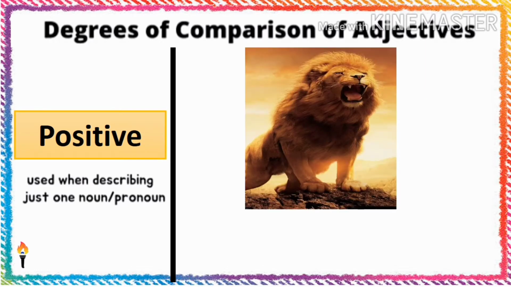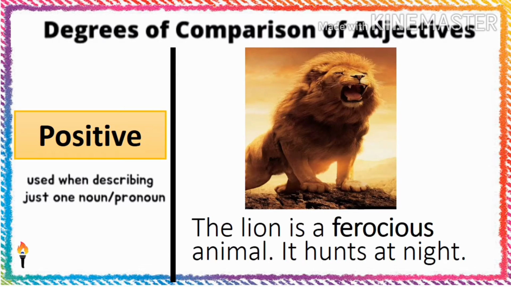Let us have another example. The lion is a ferocious animal. It hunts at night. What is the noun in this sentence? Okay, we have the word lion. What is the word used to describe the lion? It's a ferocious animal. Ferocious is an adjective in the positive degree because it only describes just one noun, which is the lion.